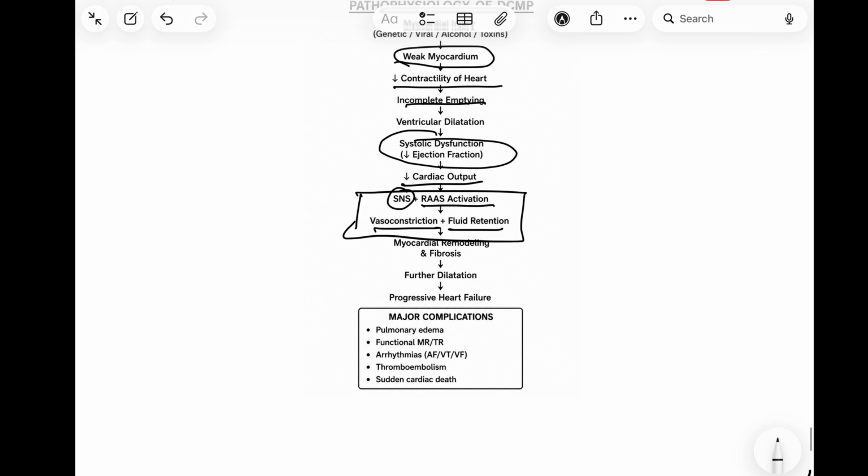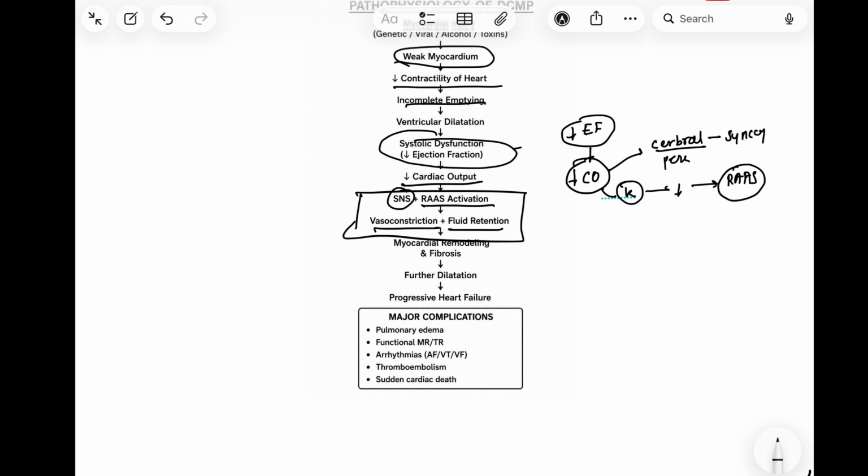Due to this systolic dysfunction, there is a decreased ejection fraction, right? And this decreased ejection fraction results in decreased cardiac output. When this decreased cardiac output is considered from the cerebral point of view, we get syncope due to decreased cerebral perfusion. Regarding the kidney, when there is decreased perfusion due to decreased cardiac output, there will be RAS activation, and this will increase sodium retention and water retention, and this sodium and water retention will result in edema, pedal edema, right?